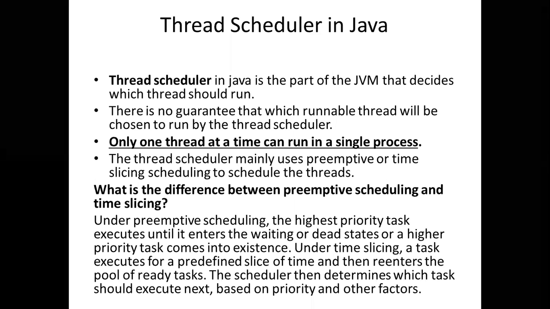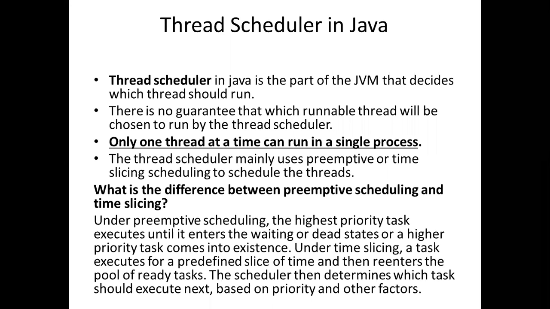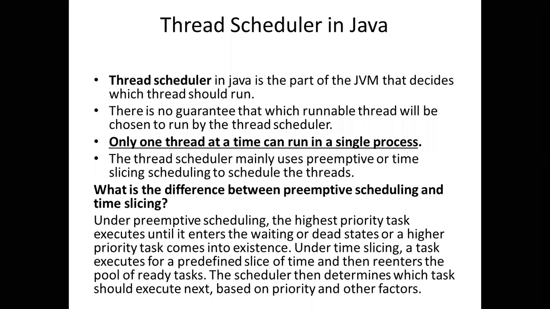So we have preemptive scheduling and we have time slicing scheduling. In preemptive scheduling, if you remember, we have preemption. Preemption means that it can preempt you. So we have to see whether any task has higher priority. The highest priority task executes until it enters a waiting or dead state, or a higher priority task comes into existence. So preemption is when you require some higher priority task to execute.